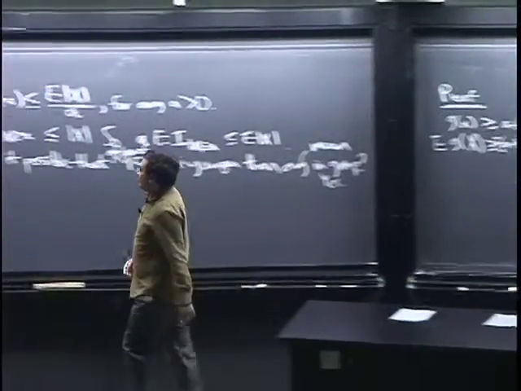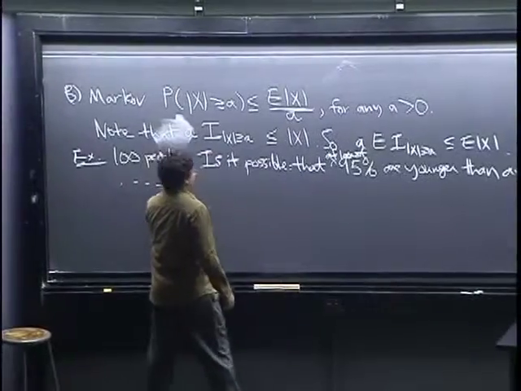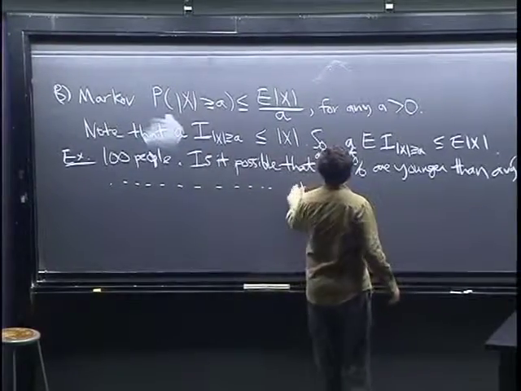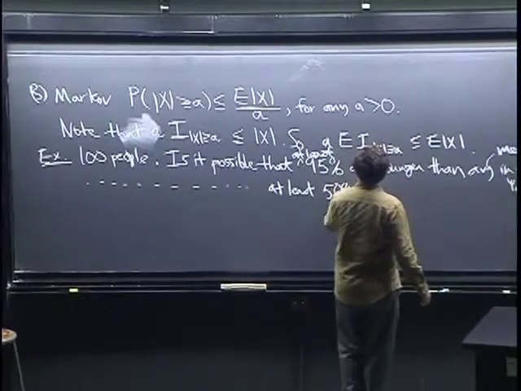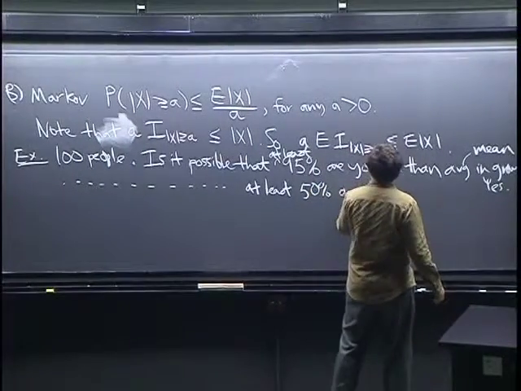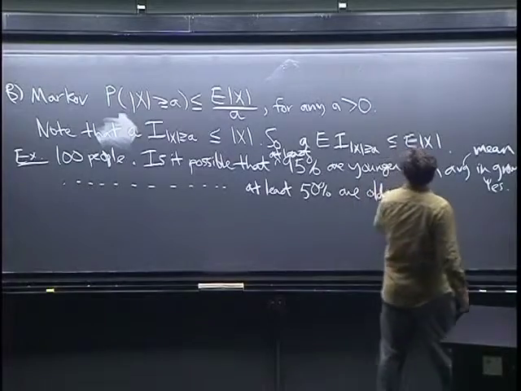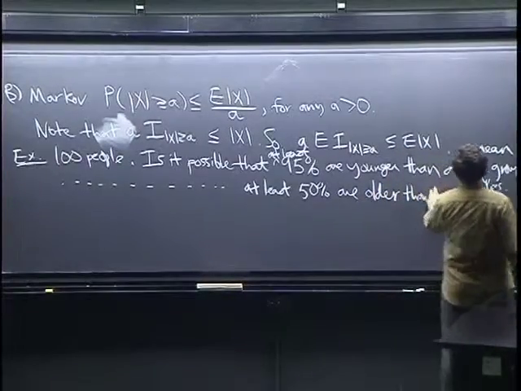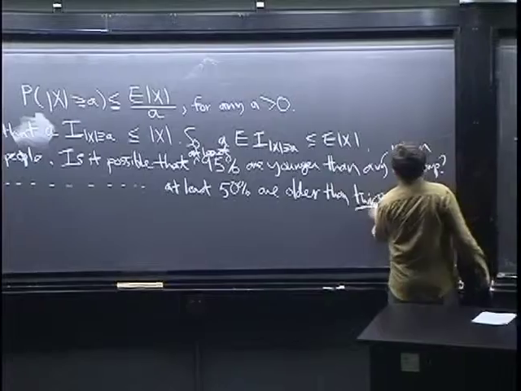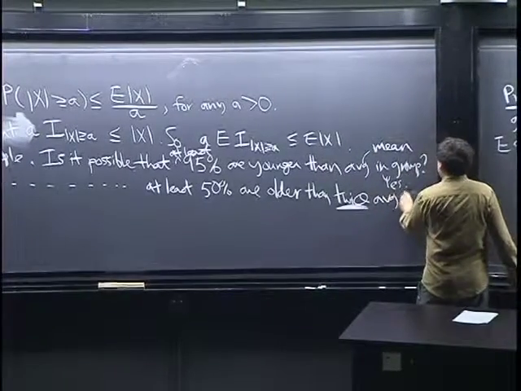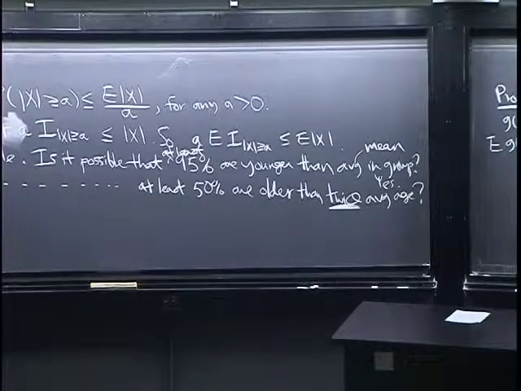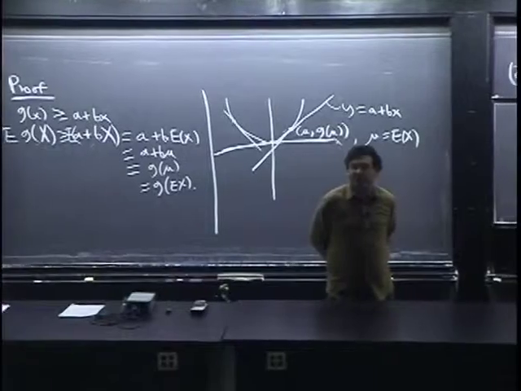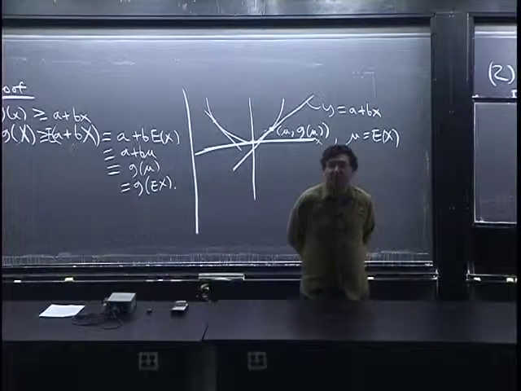Now let me ask a similar question. Is it possible, same question, that at least 50% of the people are older than twice the average age? Take the average age, double it. Can more than half the people be older than that? No. Why not?